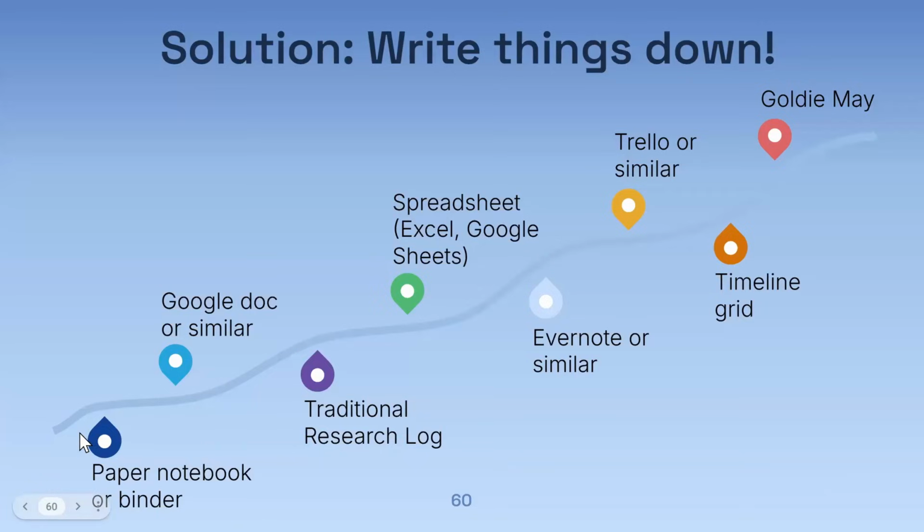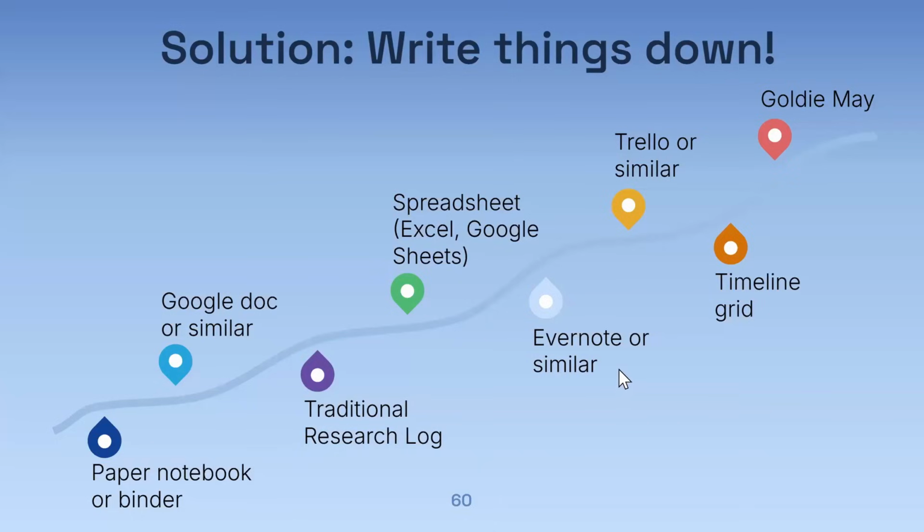Here is a continuum of ways to write things down from very simple to more robust. You can throw stuff in a paper notebook or binder. You can use an electronic document like a Google Doc. You can use a traditional research log, either paper or electronic. You can keep things in a spreadsheet. You can keep things in an electronic binder like Evernote or OneNote, things like that, where they really do function electronically like a physical binder does.